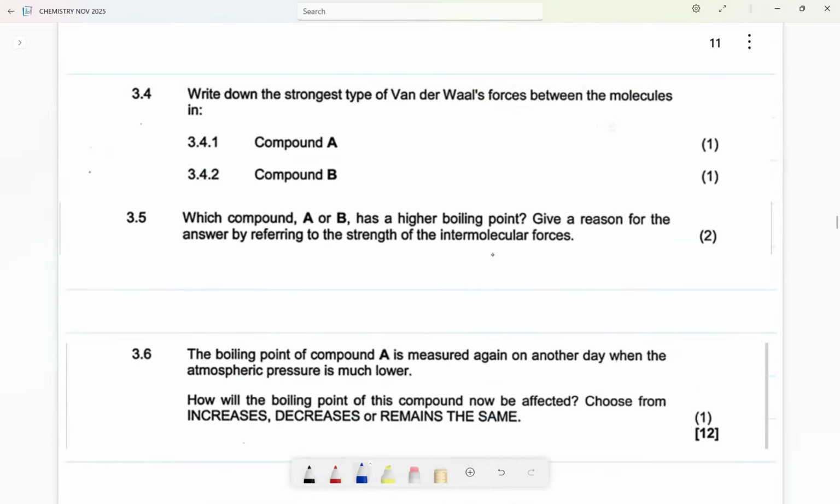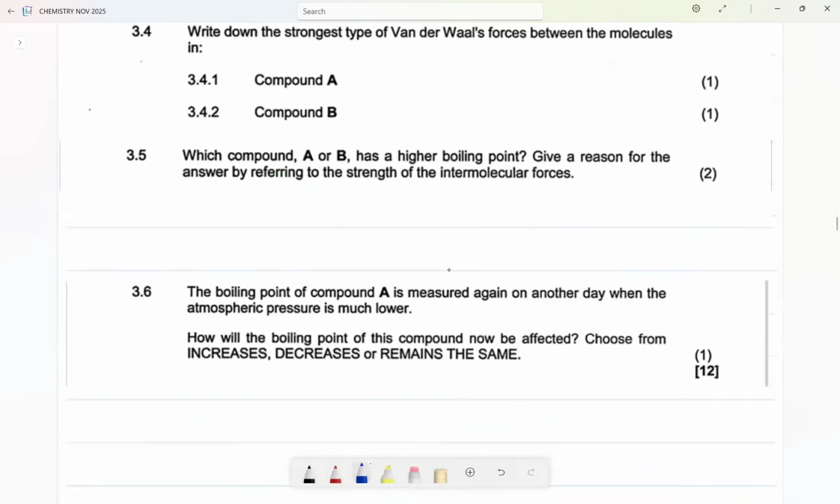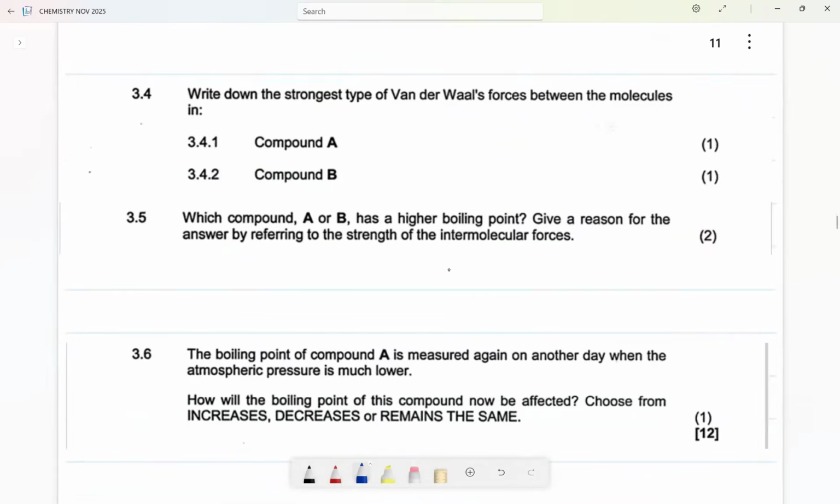3.4, write down the strongest van der Waals forces between molecules in compound A. Compound A is the carboxylic acid, so the strongest forces there are hydrogen bonding. Remember, a carboxylic acid, in addition to hydrogen bonding, has dipole as well as London forces. Compound B, in addition to London forces, has what? The strongest, which are dipole forces. Okay.